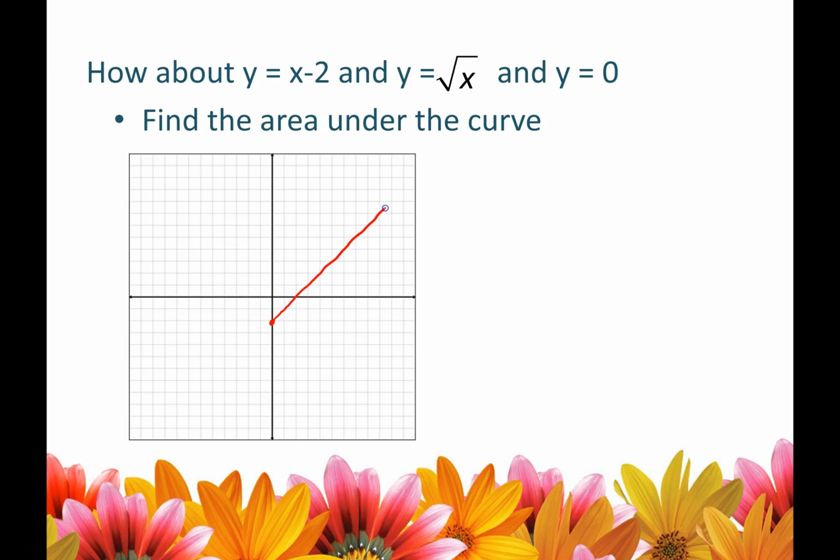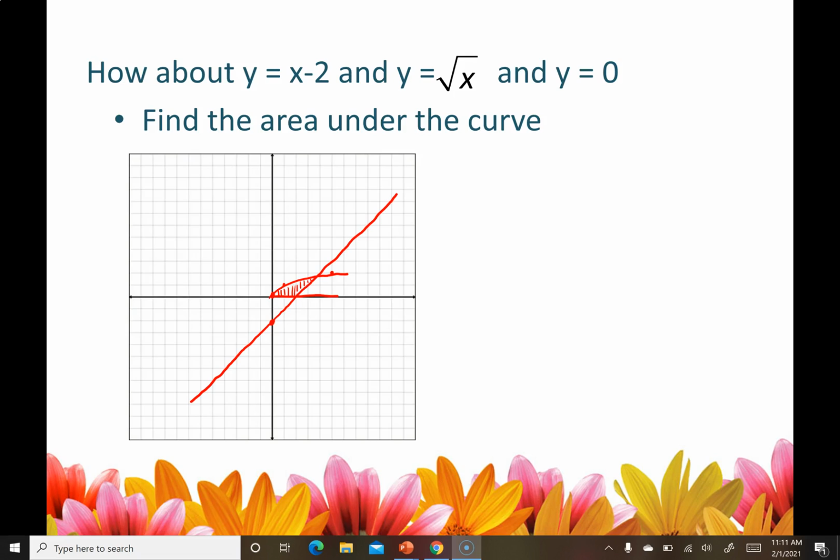Remember, my slope is 1, so that's up 1 over 1, up 1 over 1, up 1 over 1. Okay, and then I have my square root of x, which is 0, 0, 1, 1, 4, 2, like that. And then I also have my y equals 0. So I'm looking for this area right here.